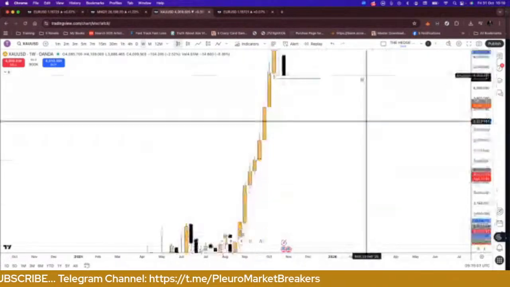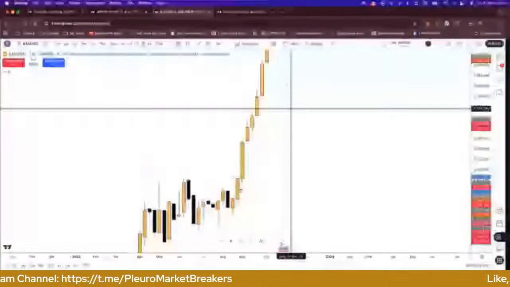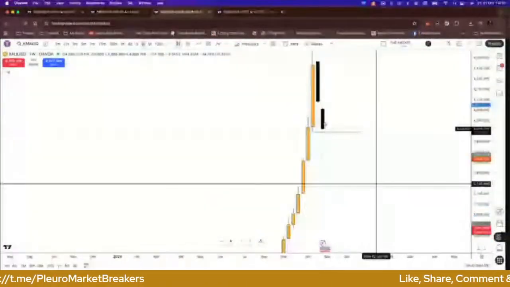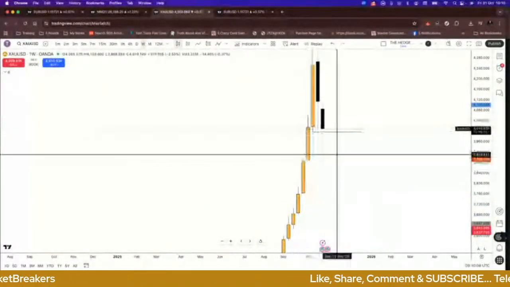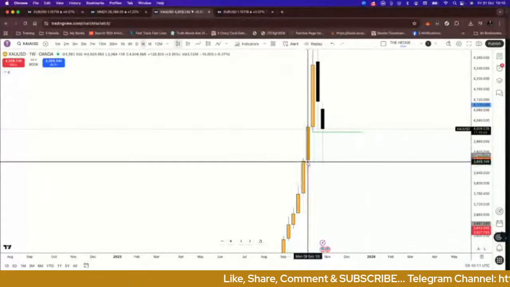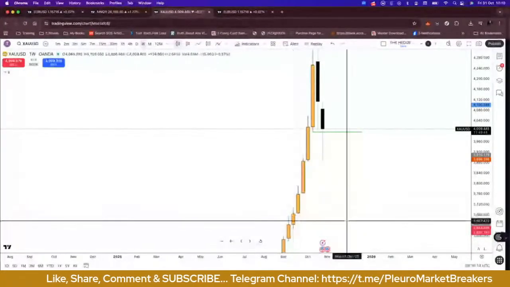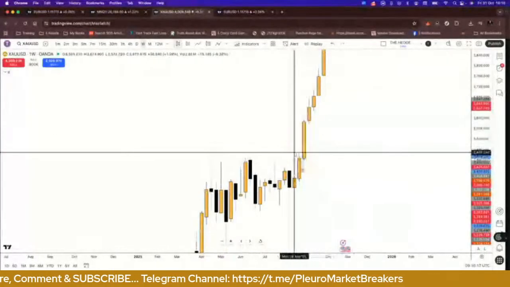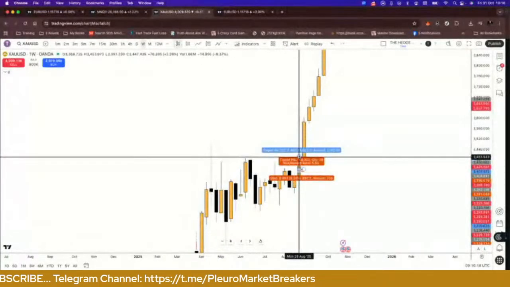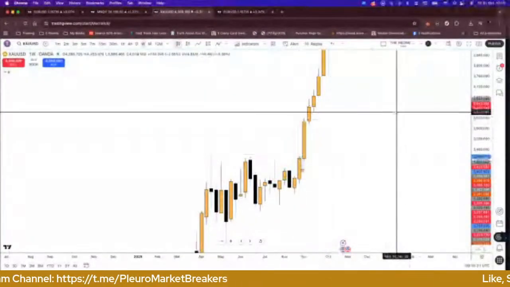Also, we've been having fair value gap after fair value gap. So this has been very good. There to there is a fair value gap. There to there's another one. Here to here, not so much. But definitely here to here is a fair value gap.